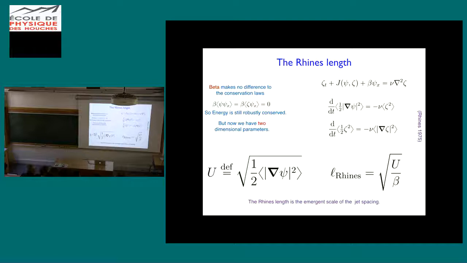So what happens in the case where in the initial condition there is much more anisotropy at small scale than the one provided by the beta plane? Then you have another length scale given by the ratio of anisotropy to energy.